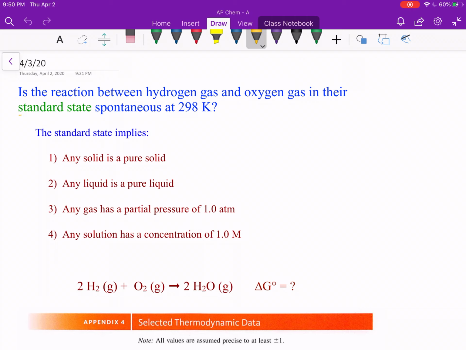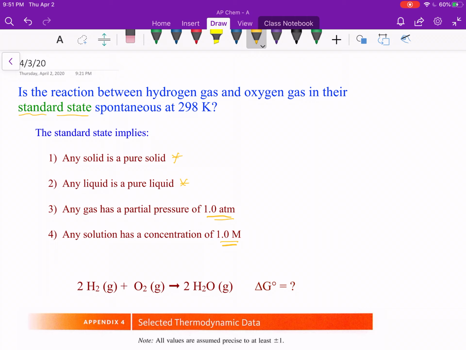Now, again, in their standard state, remember when we talk about something being in the standard state, we're dealing with a pure solid or a pure liquid. If we have a gas, the partial pressure of any gas in that particular thing is 1 atm, and if we have any solution, then the concentration is 1 molar. And so we'll get into that a little bit more.